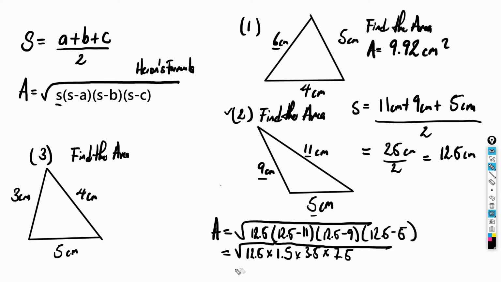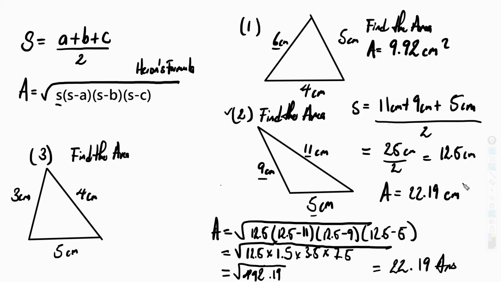In total we should get the square root of 492.19. When we find the square root of this, we end up with the answer being 22.19. And that's the answer, guys. So we finished with number two. Let's put that neater over here. The area is equal to 22.19 centimeters squared.